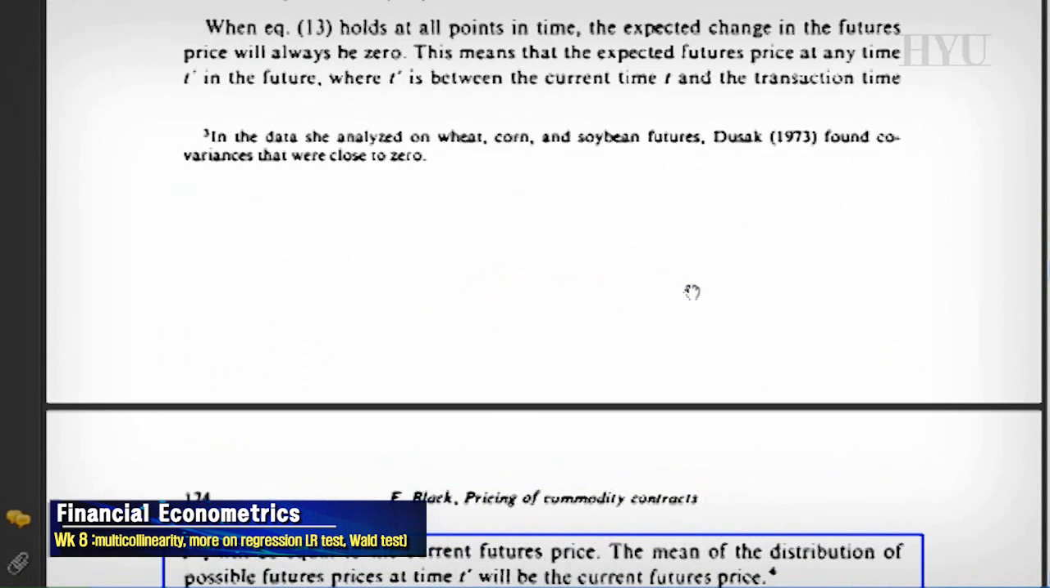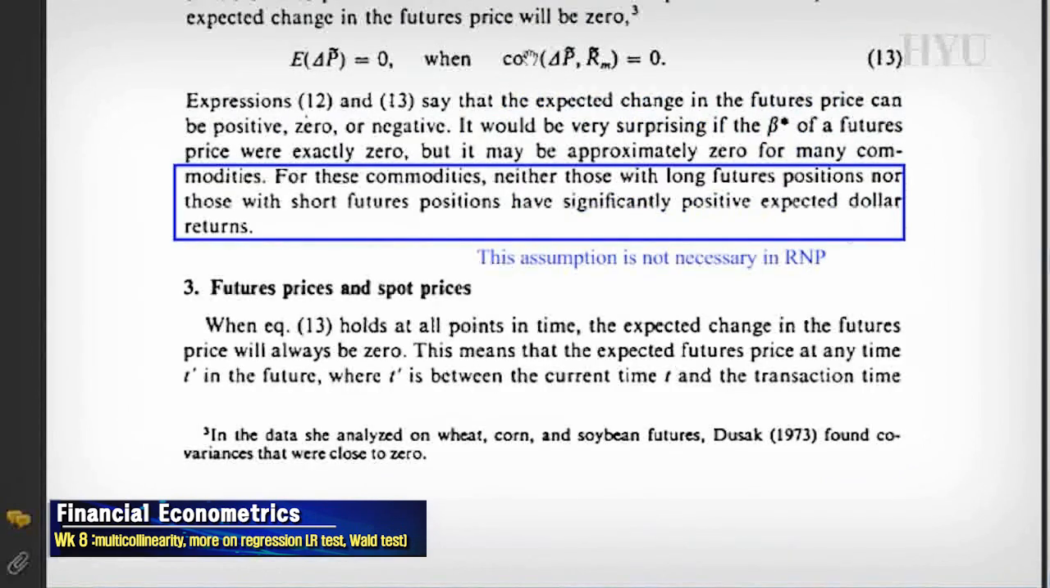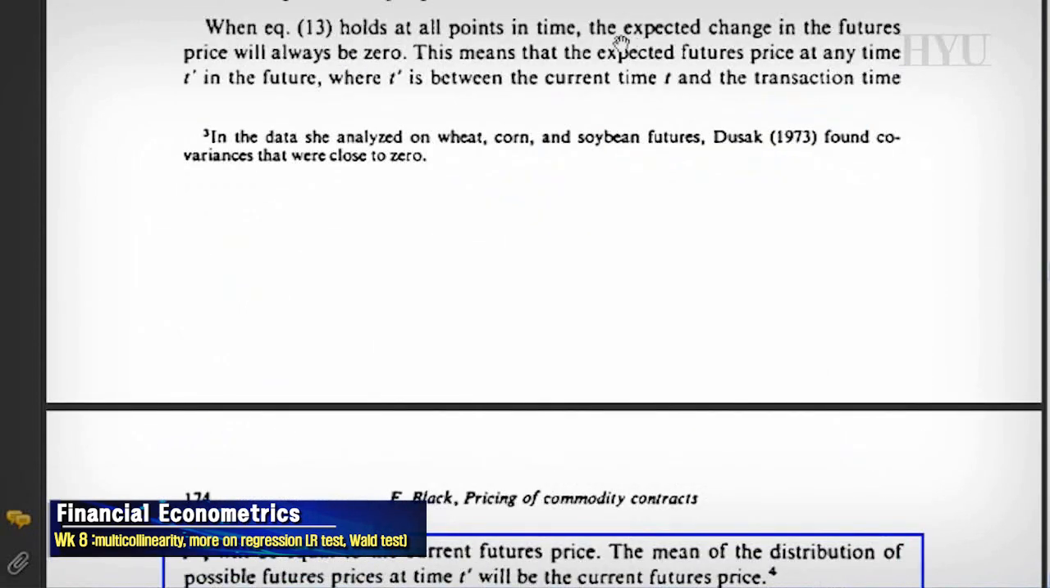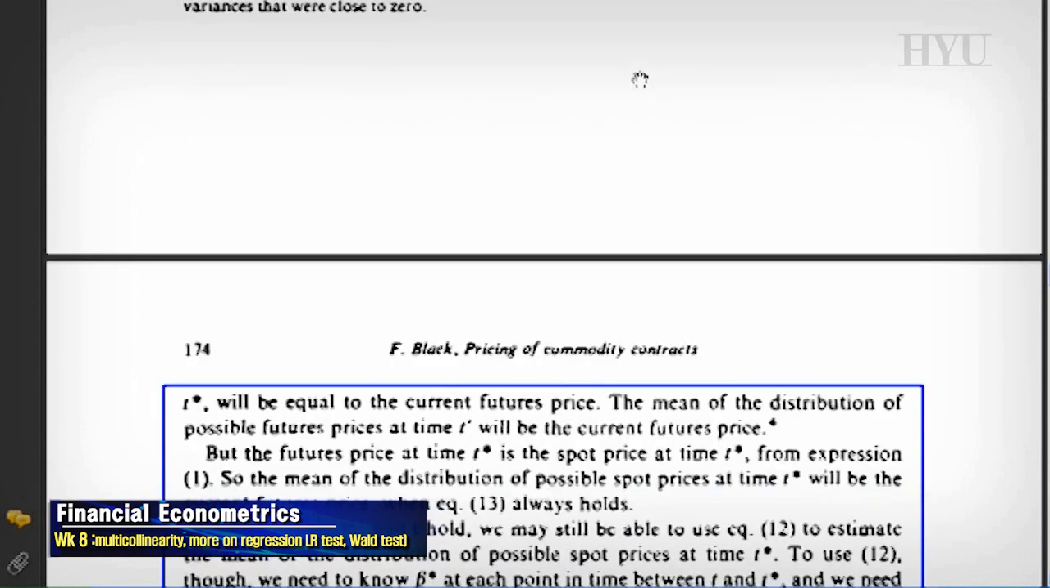Now futures price and spot price. When equation 13 holds, which means the expected change of the futures price contract is 0, all the time the expected change in the futures price will always be 0. This means that the expected futures price at any time t_i in the future, where t_i is between the current time t and the maturity time t star, will be equal to the current futures price, because the change is always 0. The mean of the distribution of possible futures prices at t_i will be the current futures price. So it is interesting: the expected value of the futures price is actually today's futures price, because the expected change is 0.